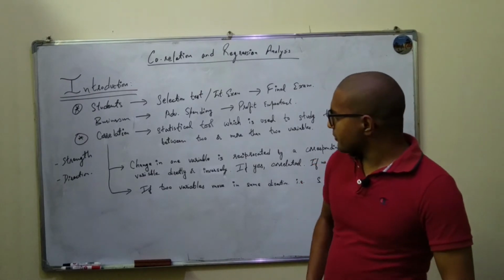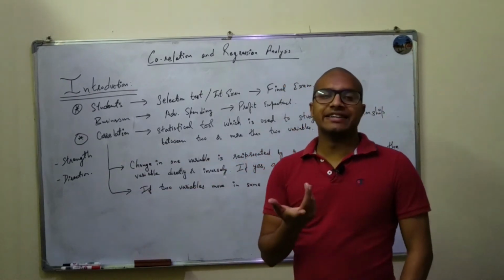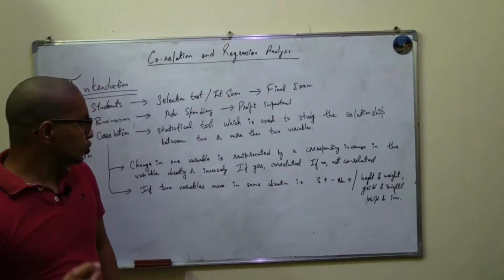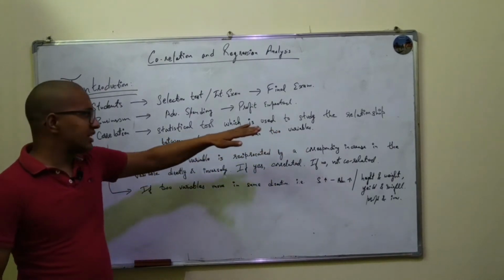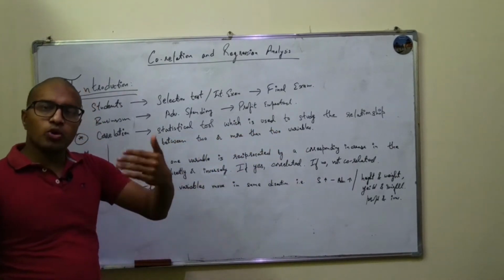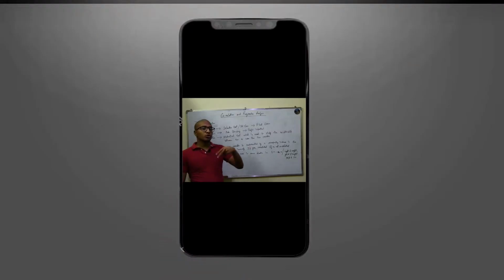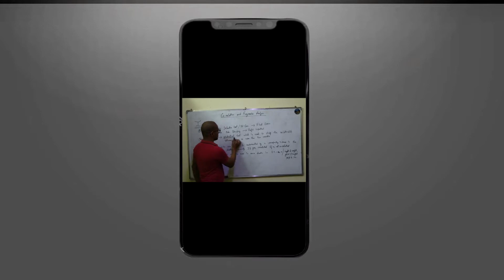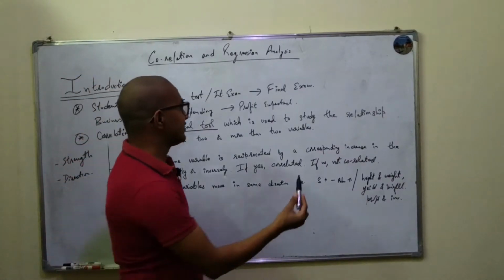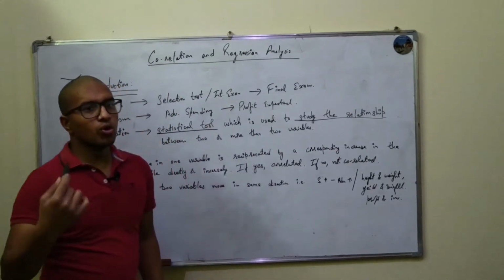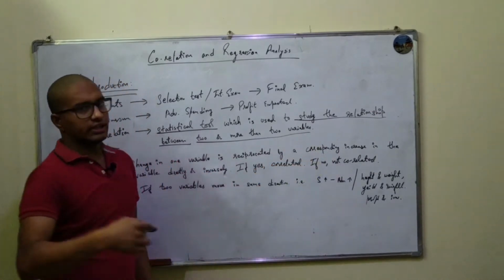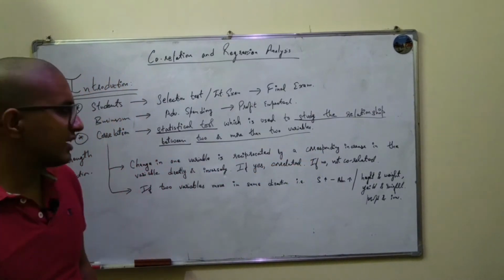So in case of correlation, how do we define it? Correlation is basically a statistical tool which is used to study the relationship between two or more than two variables. Not only two, more than two variables as well. Okay. So it is a statistical tool which is used to study the relationship between two variables or more than two variables. Okay, that will be very crucial.